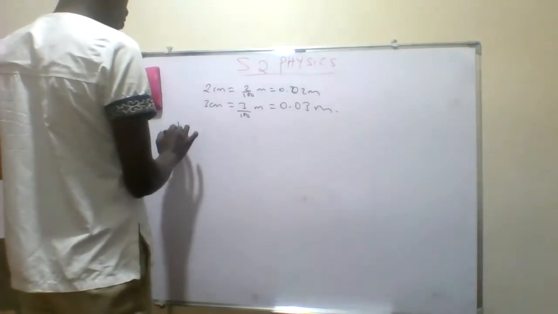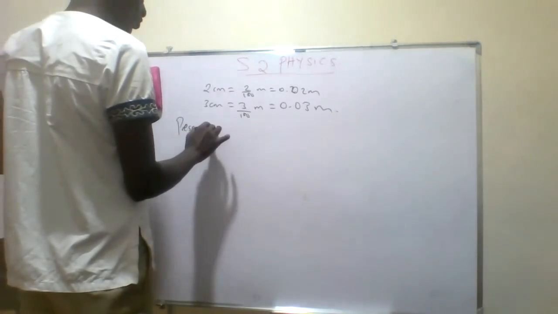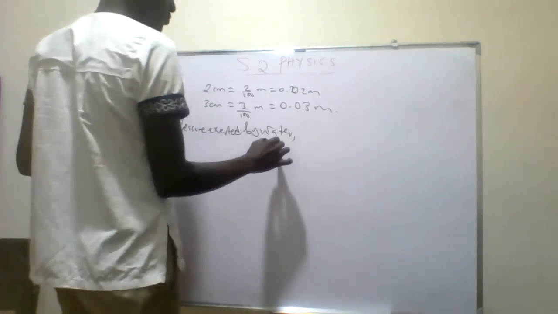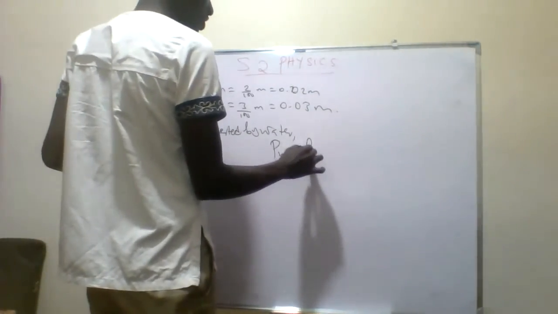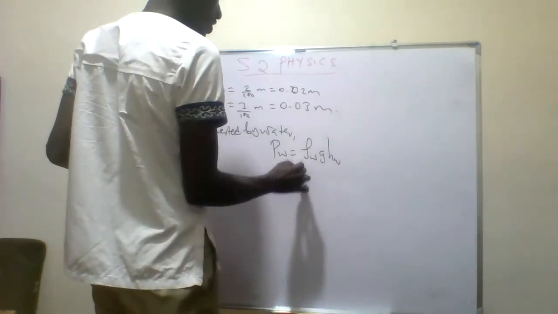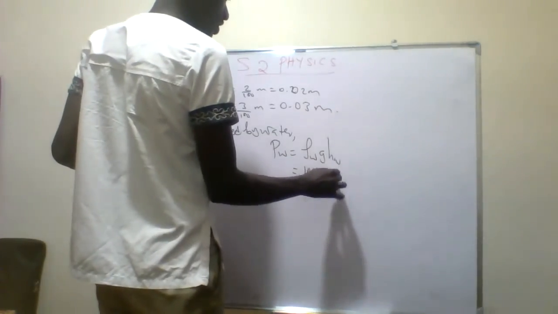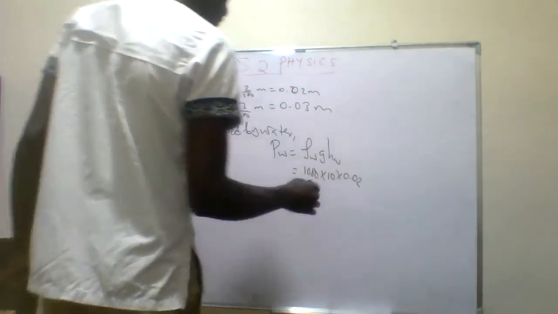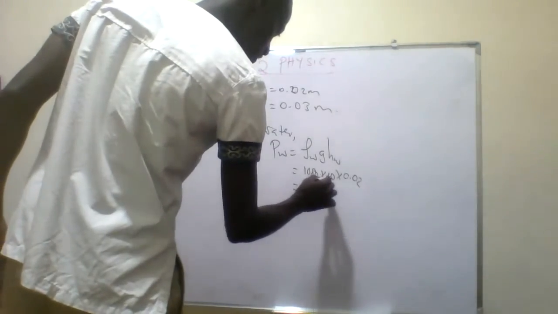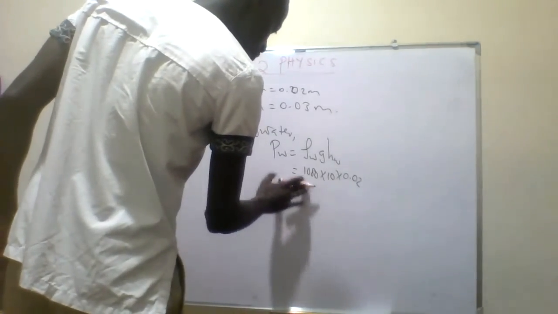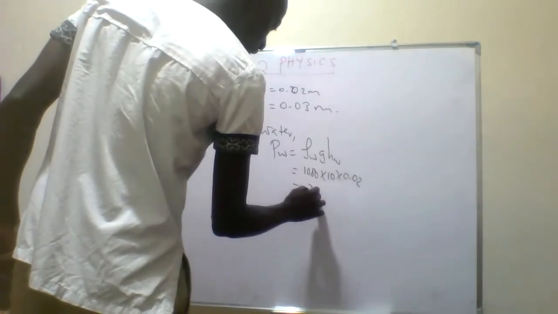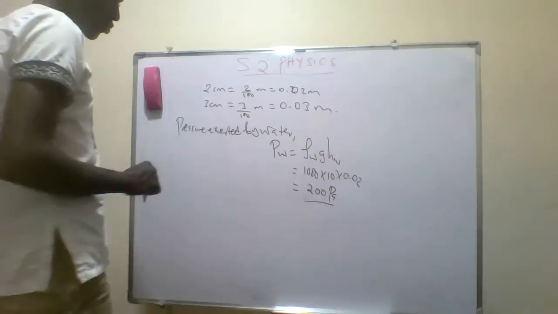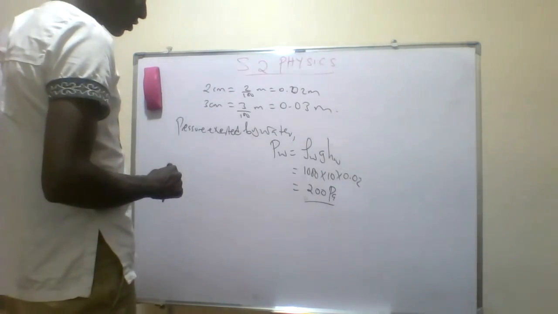So we go to the pressure exerted, first of all, by water. Pressure exerted by water will be equal to the density of water, g, and the height of water. Density of water is 1,000, g is 10, height of water is 0.02. So this gives us, compute it, 200 pascals. Assuming that I'm not wrong, that is 200 pascals.